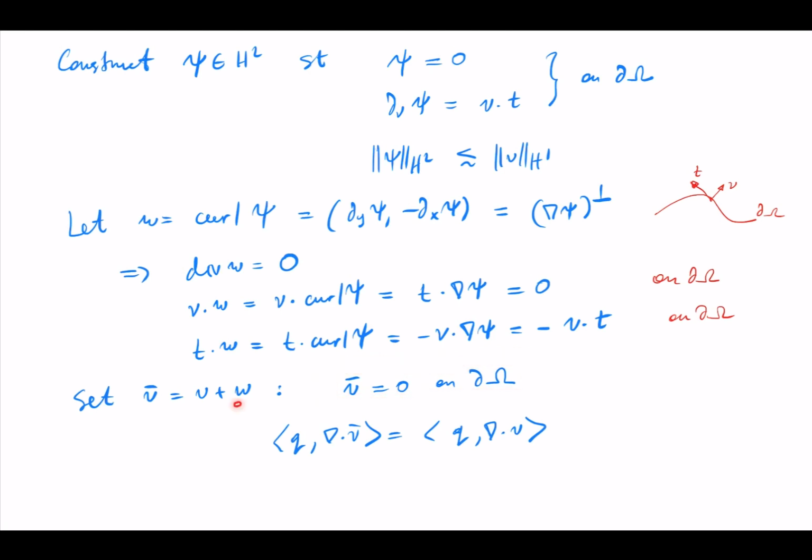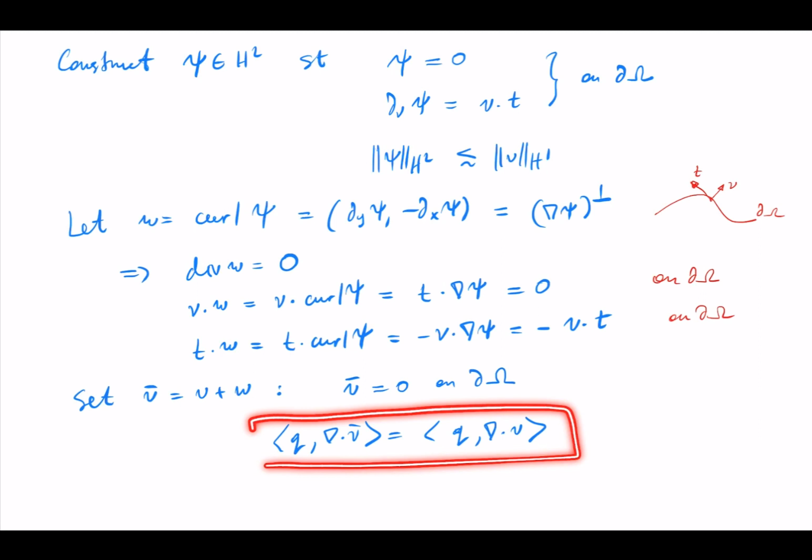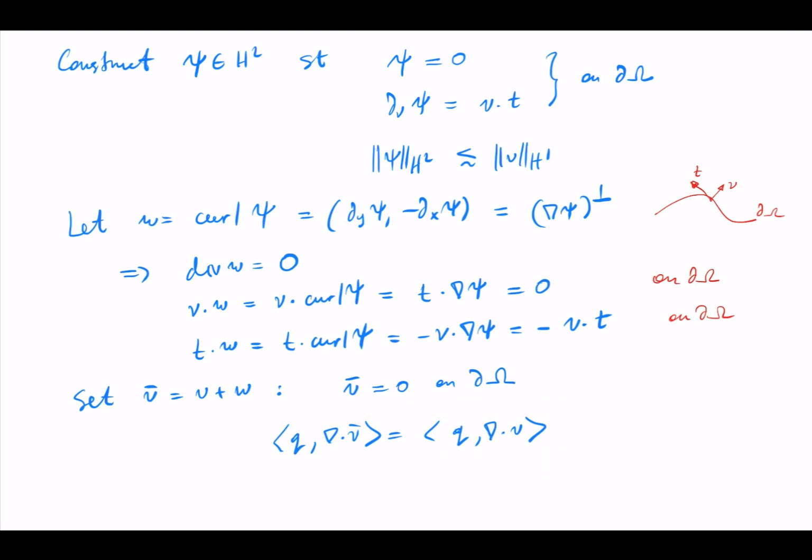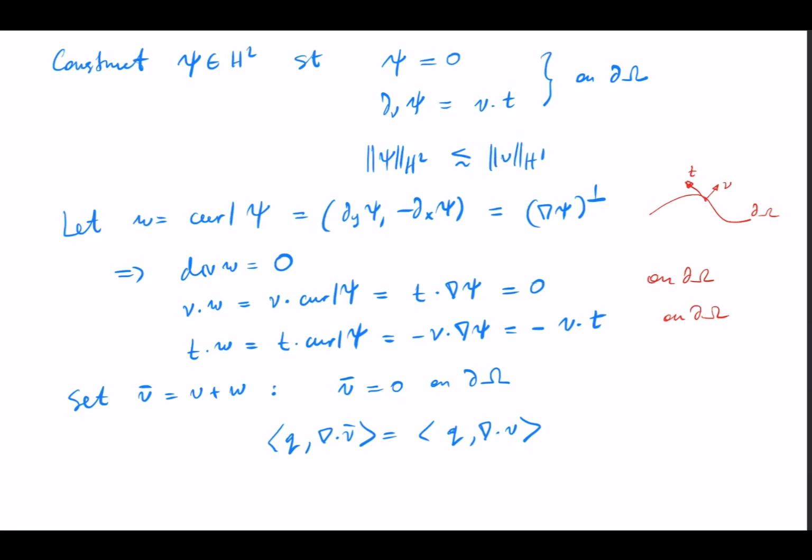And because W is divergence free, this expression that is in the numerator of the inf-sup condition for B prime doesn't change, so we have the inf-sup condition. So this shows the well-posedness of the stationary Stokes equation in 2 dimensions on nice domains.